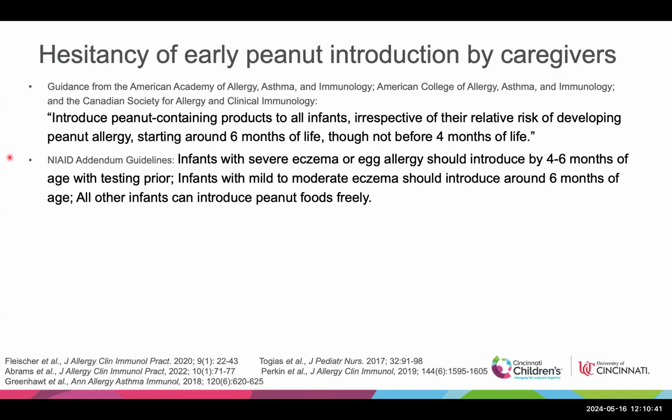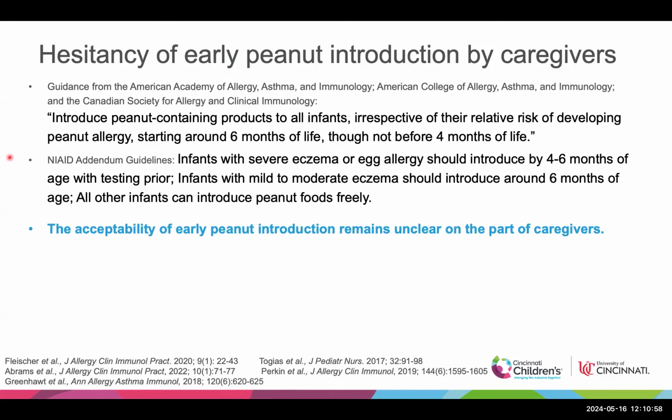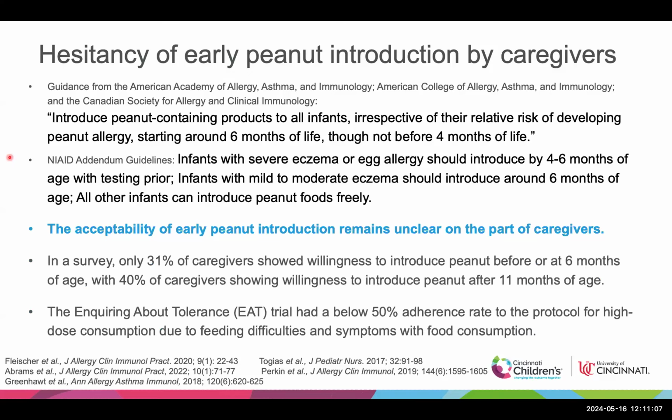They stratified more. They said something like infants with severe eczema or egg allergy should introduce by 4 to 6 months of age, with testing done beforehand. Infants with mild to moderate eczema should introduce around 6 months, and all other infants can introduce freely. So generally, peanut introduction has been shown to be effective, but there's still a problem with acceptability of early peanut introduction amongst caregivers. Some caregivers are still very hesitant to introduce peanut. One piece of evidence for this is a survey, which is a few years old by now, showing that only 31% of caregivers were willing to introduce peanut before or at 6 months of age, with 40% willing to do it after 11 months of age.